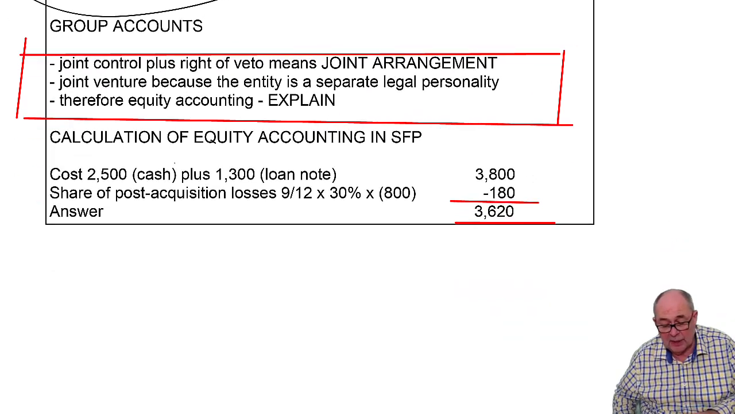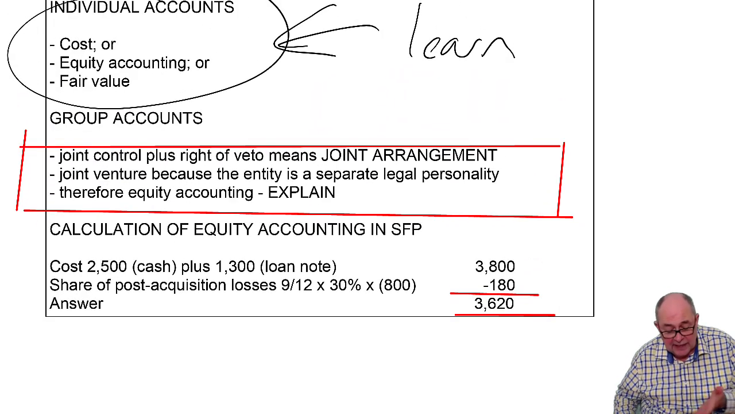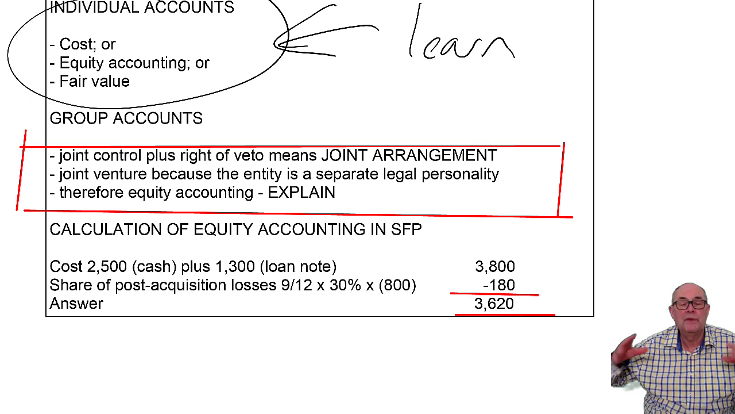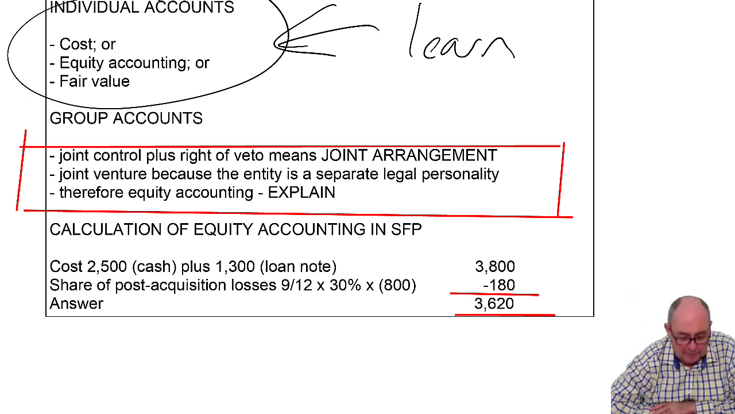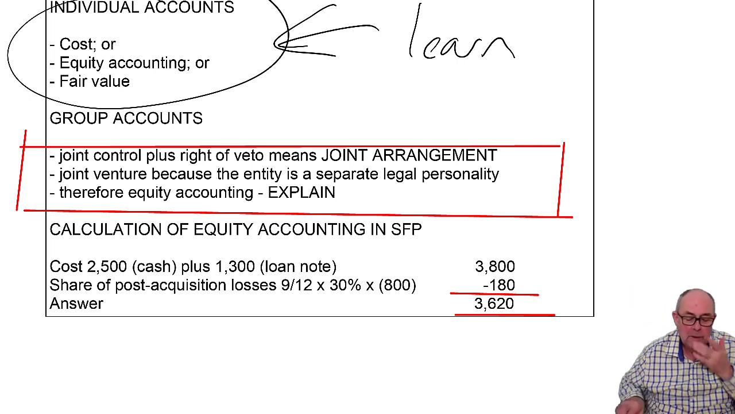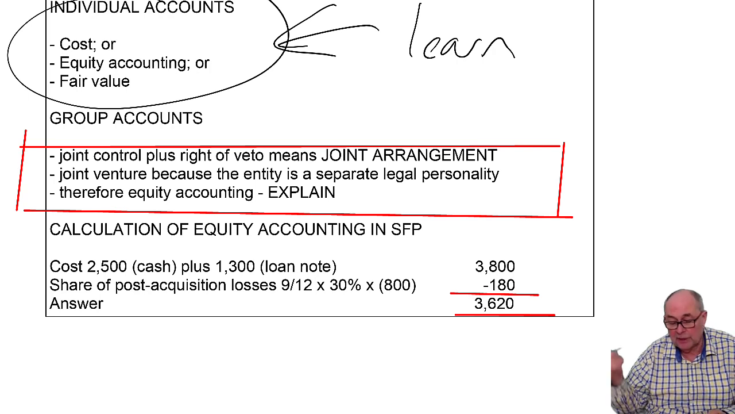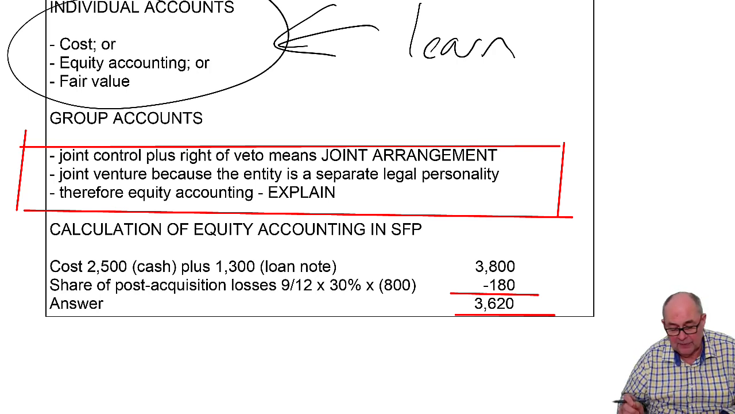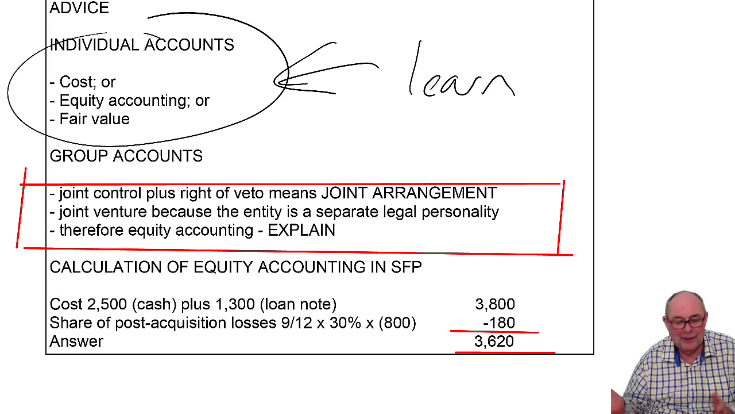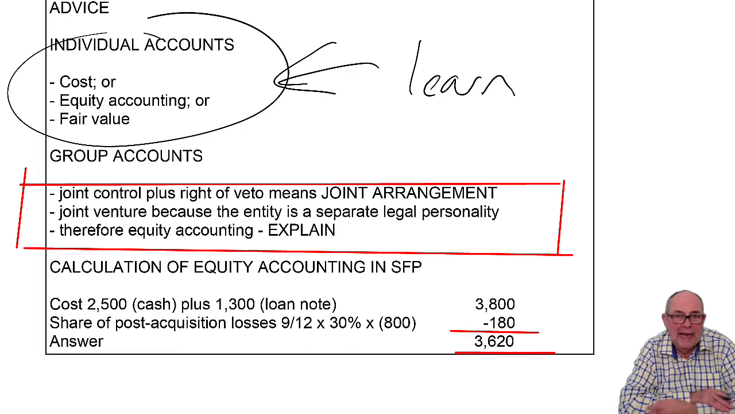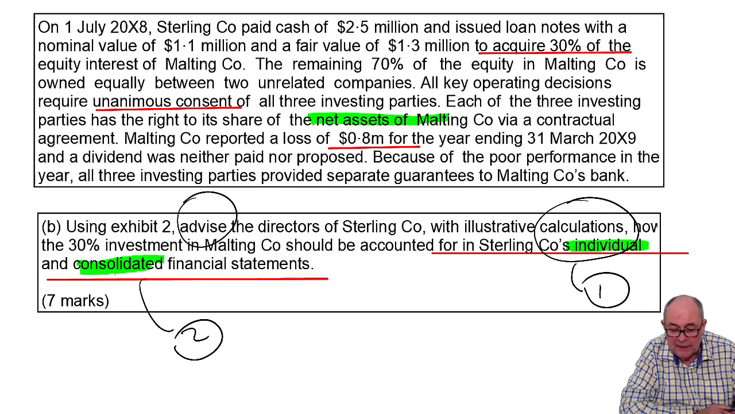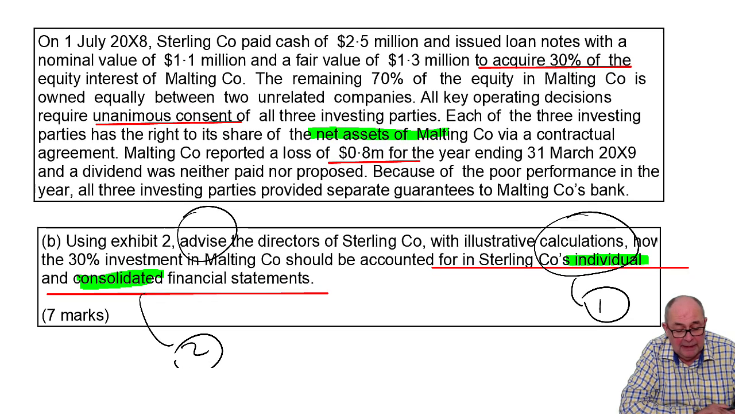The group accounts, though, of course, it is equity accounting. So cost plus share of post-tax profits. The cost, cash plus loan note. What does that mean, loan note? It means, doesn't it, they're going to pay later. That's all it means. So the investment, the cash is 2.5 million.